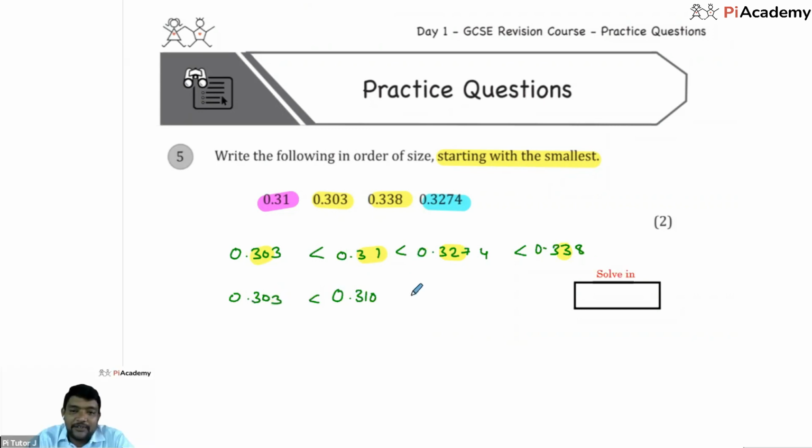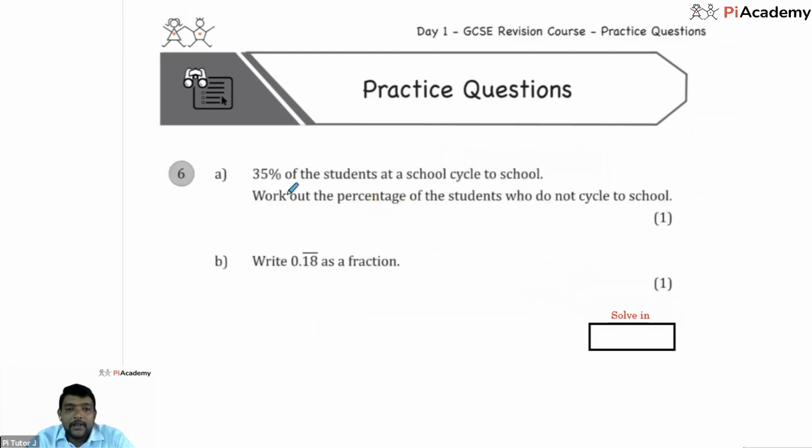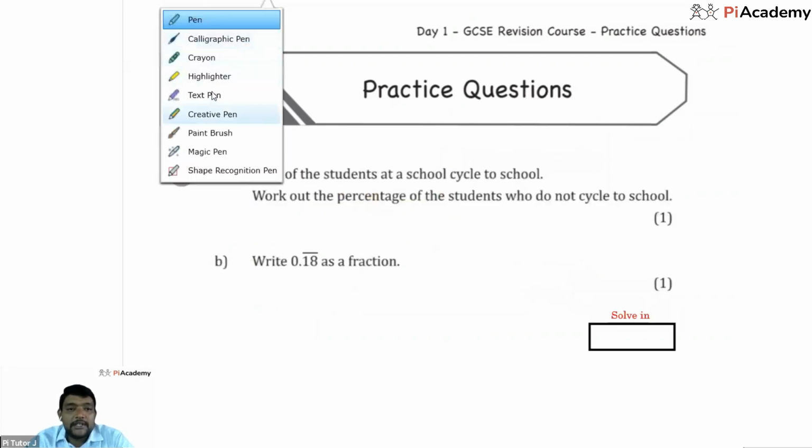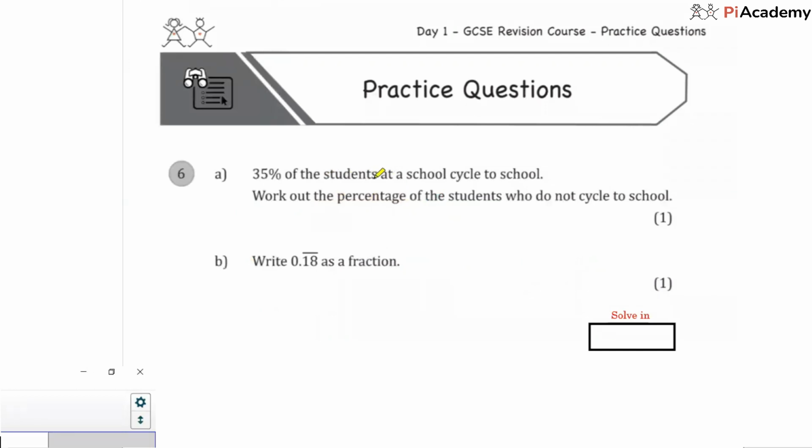Great. Thank you. Yeah, it is 0.3274, and then 0.338. Good. Wonderful. Let's go to the next question. 35% of the students at school cycle to school. Work out the percentage of students who do not cycle to school. 65%? Yes, obviously it is 65%.